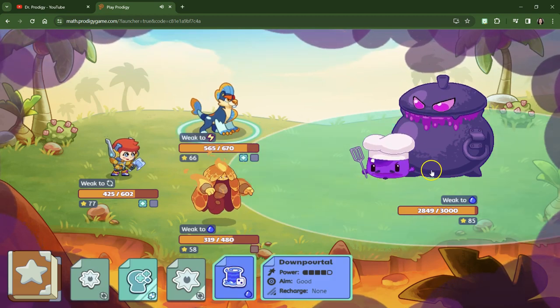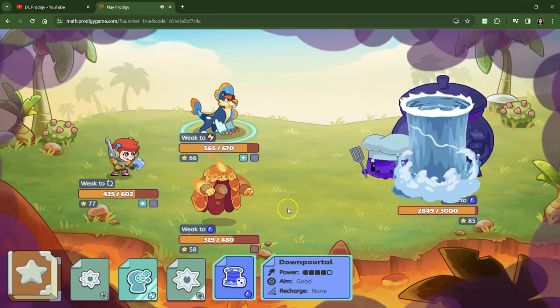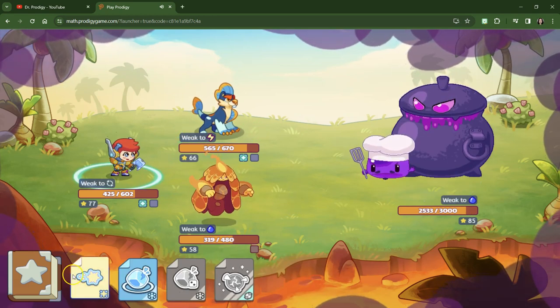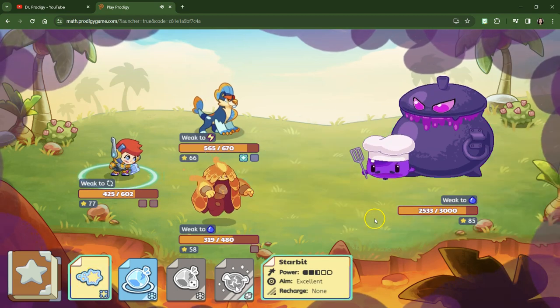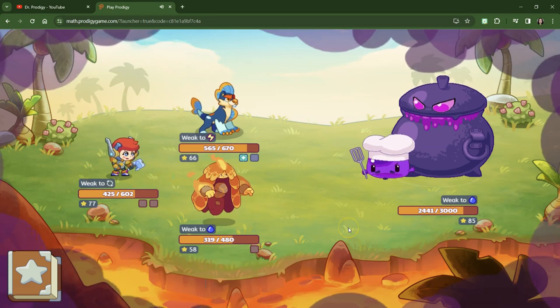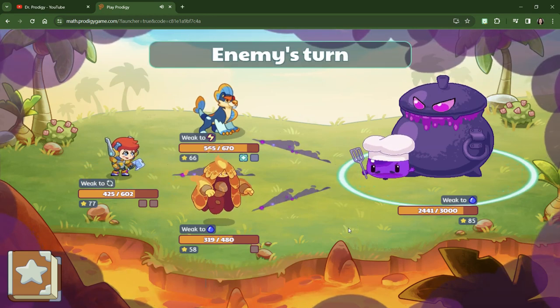All right, weak to water. Let's see if we can get down portal to work. Ooh, 316. Come on, Starbit. Not too bad. Enemy's turn. Uh-oh.